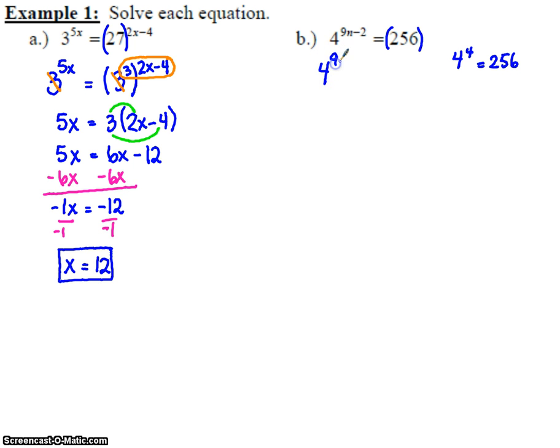So you have a 4 to the power of... Sorry about that little bell there. Forgot what I was doing.